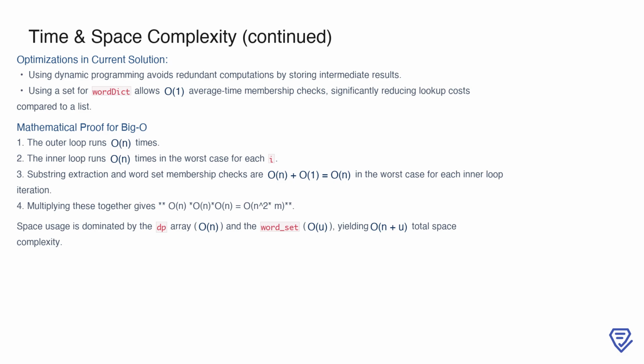From a mathematical perspective, the time complexity is derived as follows. The outer loop executes O(n) times, while the inner loop runs O(n) times in the worst case for each index i. Extracting substrings and checking membership in the word set together take O(m) for each inner loop iteration. Multiplying these gives O(n) * O(n) * O(m) = O(n squared * m). On the space side, the DP array contributes O(n), and the word_set takes O(u), resulting in a total space complexity of O(n + u). These optimizations and their mathematical backing demonstrate the efficiency of the dynamic programming approach compared to less sophisticated methods.